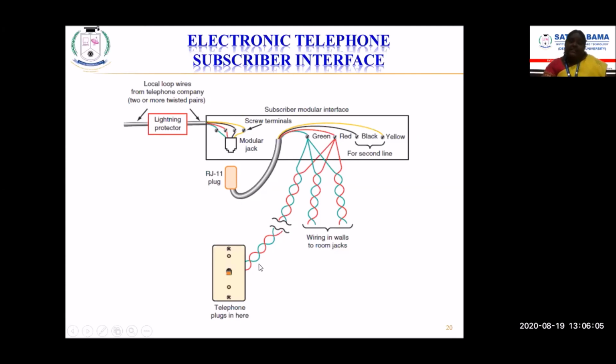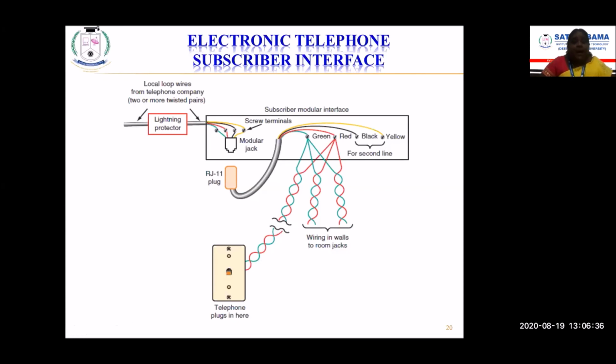One kind of plug connection is connected here, and the other end of the wire is the RJ11 plug that is connected to the modular jack, which is fixed on the wall. This modular jack is the terminated point of the local loop wire that is running from the telephone company. So this is about the subscriber interface. Via the subscriber, we are connecting to the telephone exchange via the local loop with the help of this modular jack that is available on the wall.